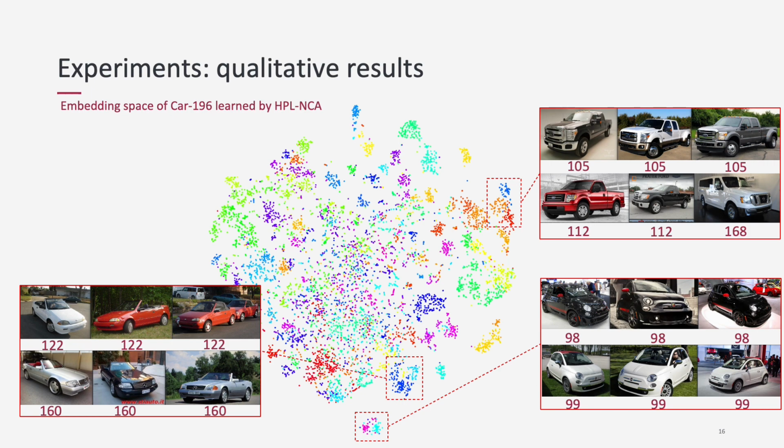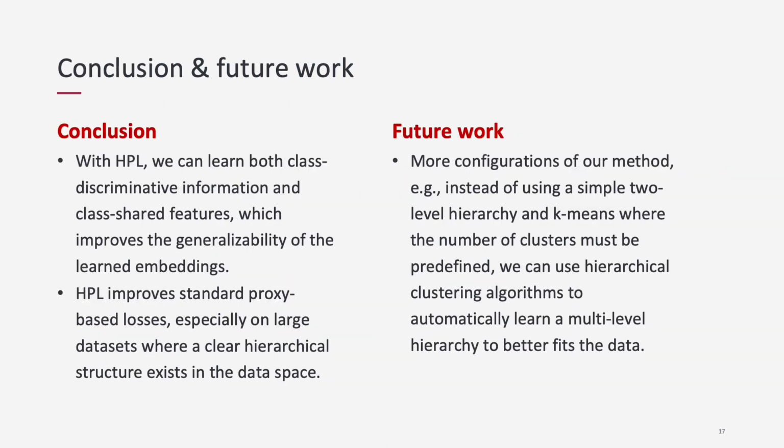good separability between classes. So as a summary, we showed that our hierarchical proxy loss improves the standard proxy-based losses by leveraging the class-shared information and the implicit data hierarchy. This helps the generalization to unseen classes. In this work, we only experimented with a simple two-level hierarchical structure. In the future, we plan to explore more sophisticated configurations of our method.